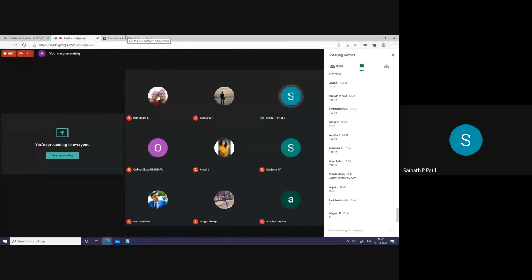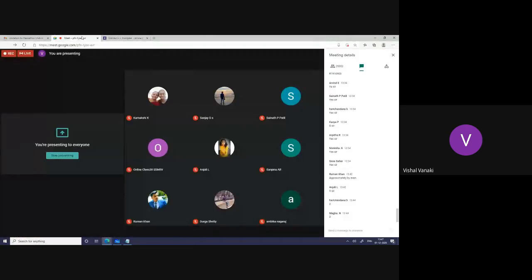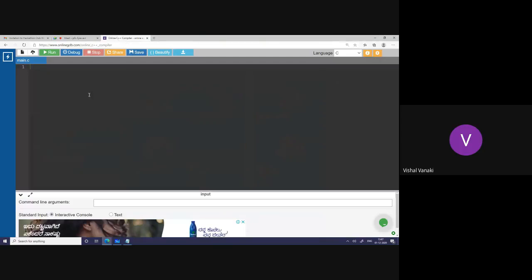Yes, sir. I just have a confusion whether I have opened Messenger. Is Messenger visible or is the compiler visible? Both. Oh, both. Good.